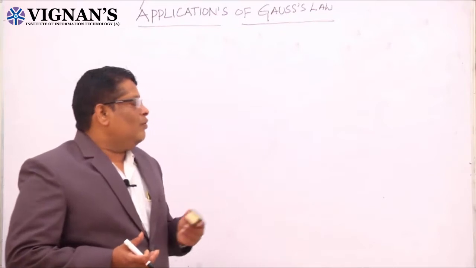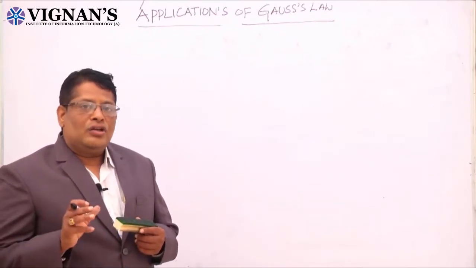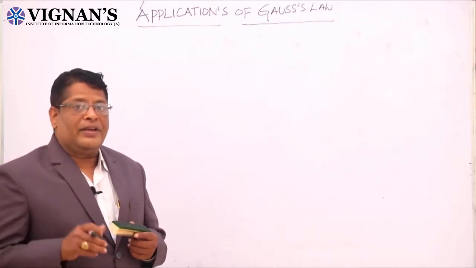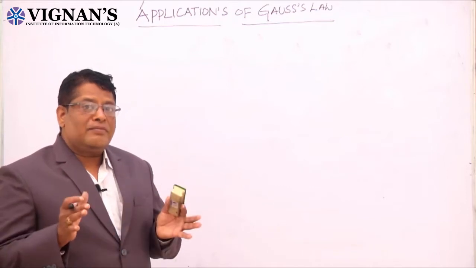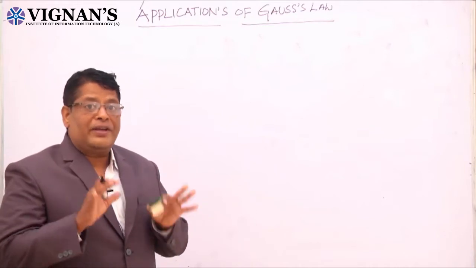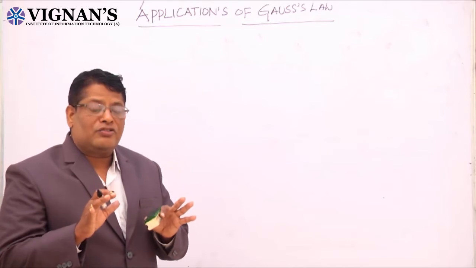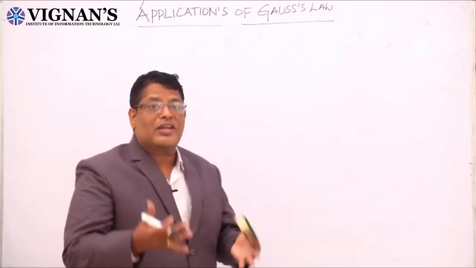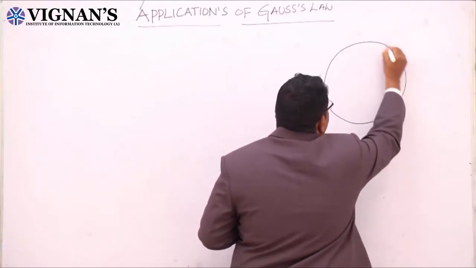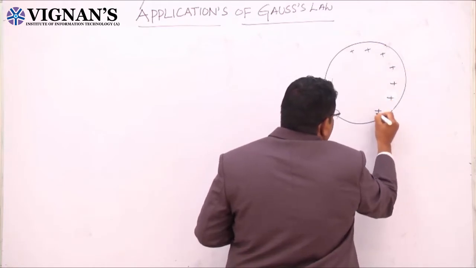Now we will see how to find the electric field intensity due to a charged solid sphere. A hollow shell is one where there is no matter inside the sphere. This is a solid sphere, so the charge is a volume charge, meaning the charge is uniformly distributed throughout the body.